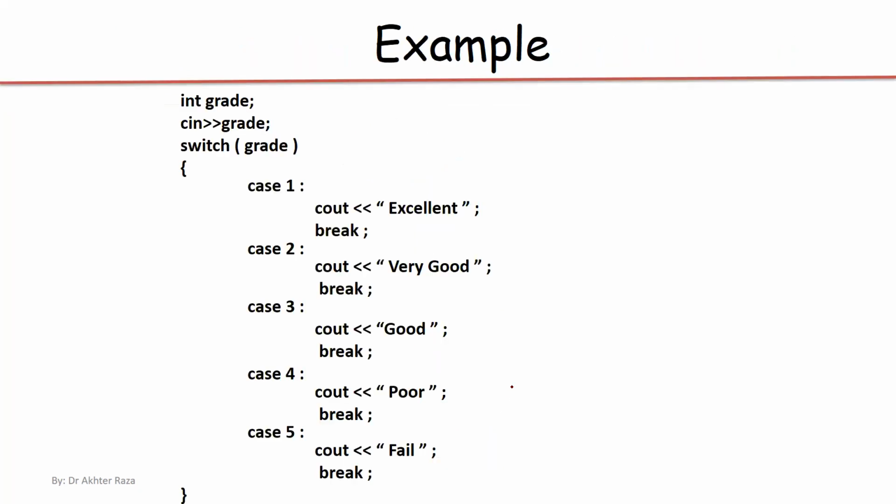So this is the final structure of the grades program: integer grade, cin grade, switch grade. If grade is 1, cout excellent. If grade is 2, very good. If grade is 3, good, and so on.